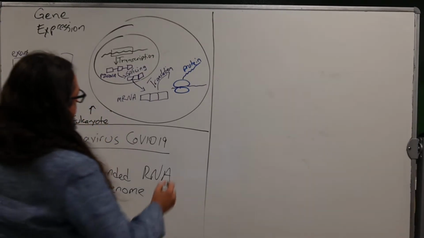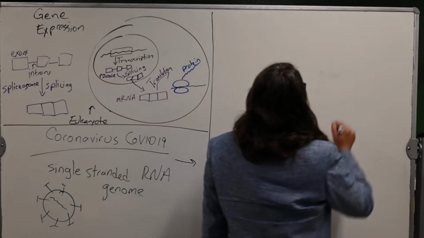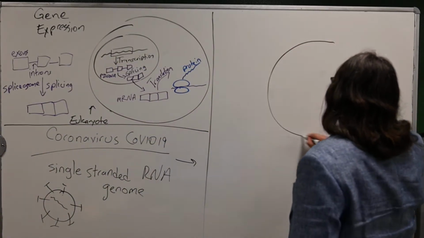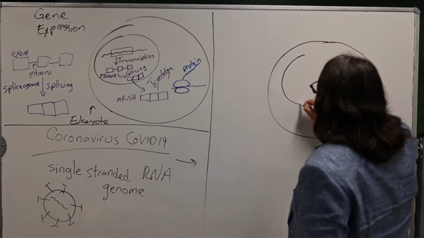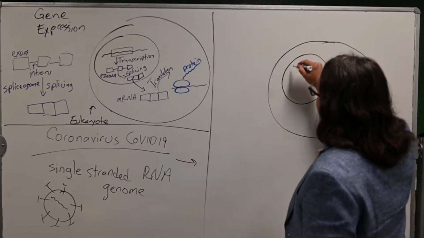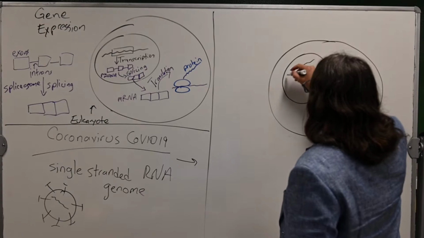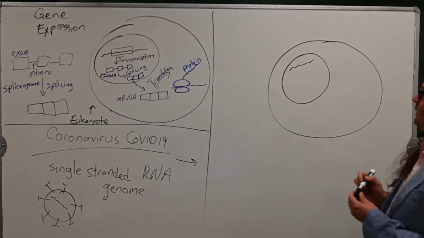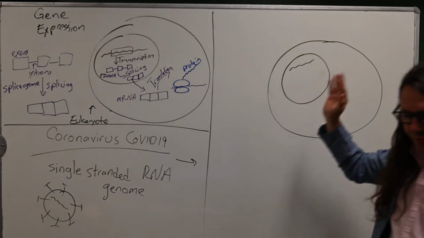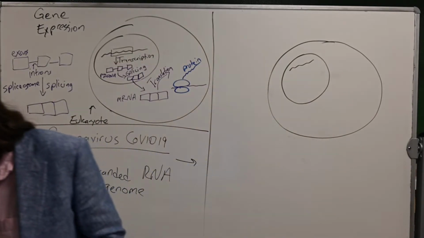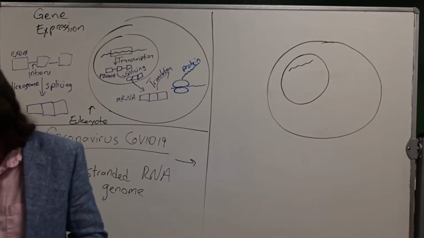Now we're going to talk about the coronavirus. But we've got to start with a eukaryotic cell, with our own genome. So we'll have our own DNA genome, and there will be 23 pairs of chromosomes in that nucleus.